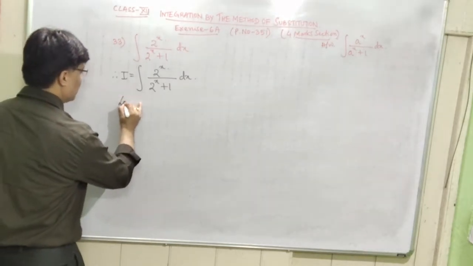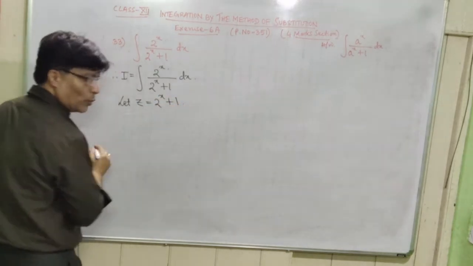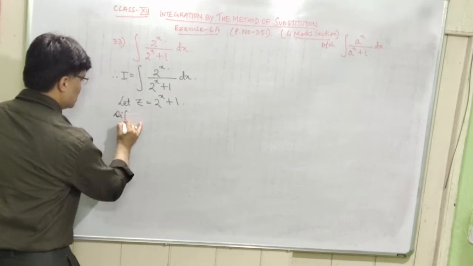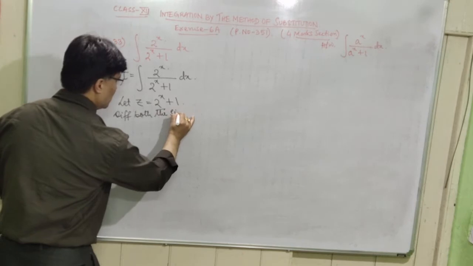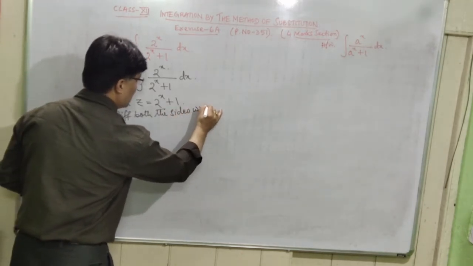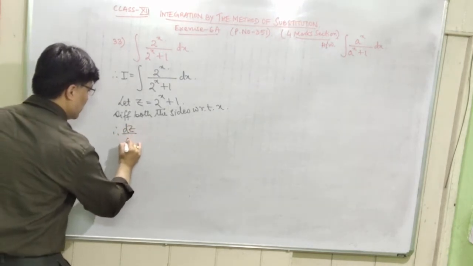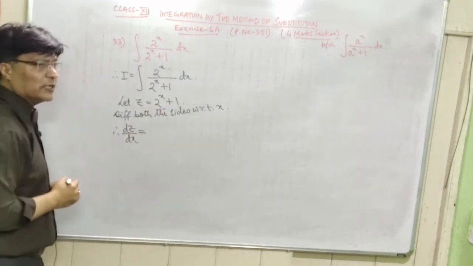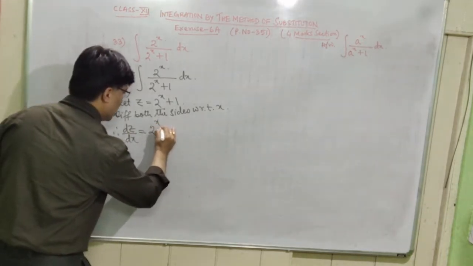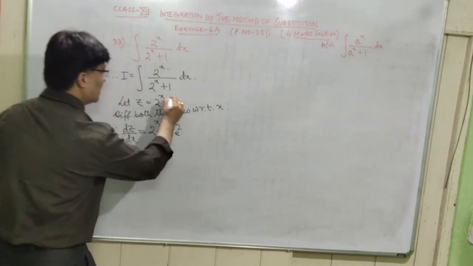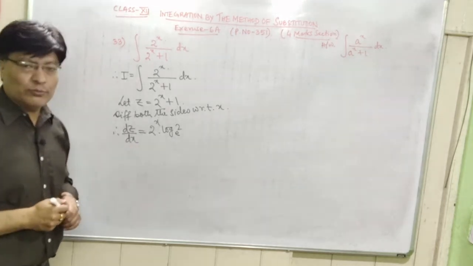So we can use method of substitution in this case, and the differentiation of 1 is always 0. So let z is equal to 2 to the power x plus 1. Okay. So let us differentiate both the sides. Differentiating both the sides with respect to x. So therefore dz by dx is equal to, what is the differentiation of 2 to the power x with respect to x? It is 2 to the power x into log 2 base e, and for 1 it is always 0. So we have only 2 to the power x into log 2 base e.